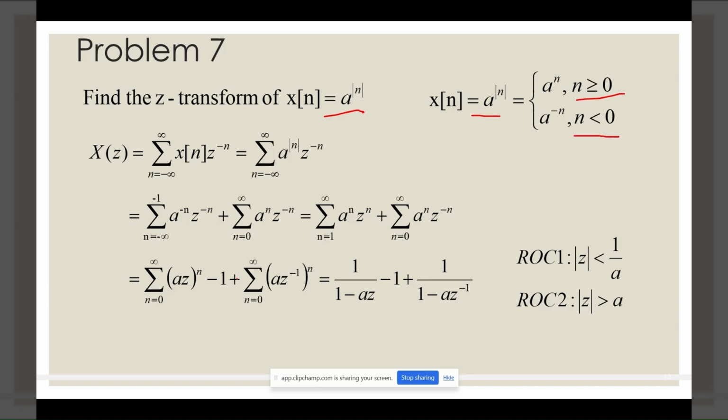Again by applying the z transform formula and substituting, we will get one from minus infinity to -1, and another for 0 to infinity. So this is the positive side sequence, this is the negative side sequence. Just again by application of the same formula, we'll get like this. So you'll get two different ROC, one z less than 1 by a and z greater than a.